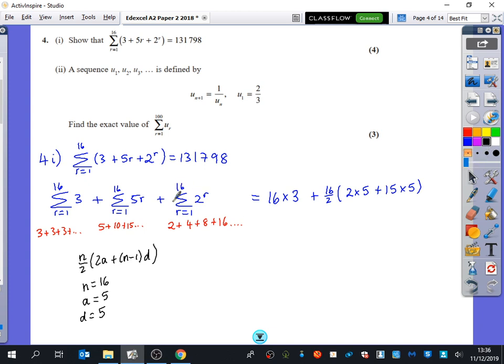This last bit here is going to be the sum of a geometric series. So for a geometric series, we want to think about how you do the formula for that. The formula for this is going to be a brackets a to the power of n minus 1 over r minus 1. Yeah, that's what it is. You can check that out in the formula book as well. I'm just going to grab the formula book, check that that is the right one.